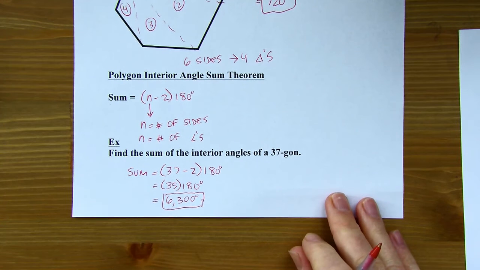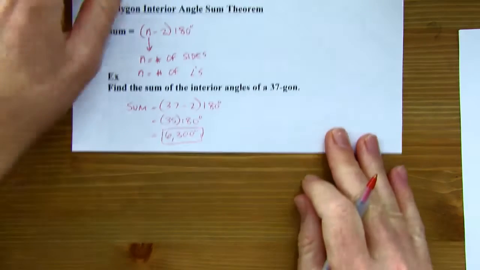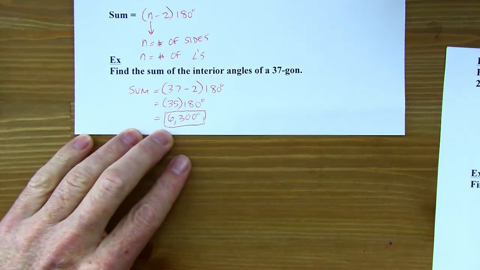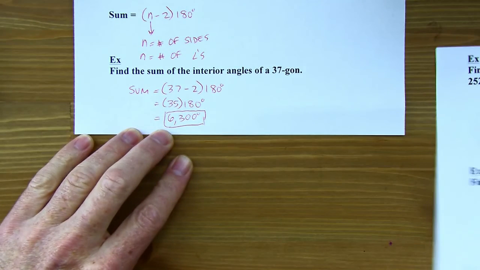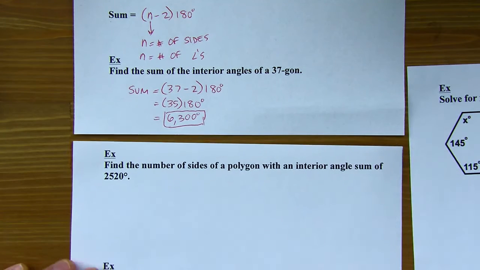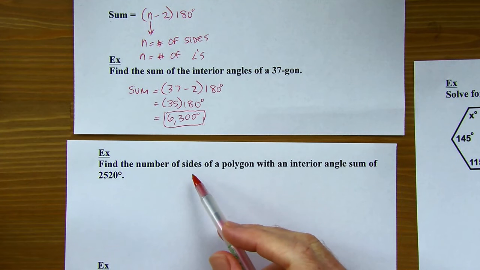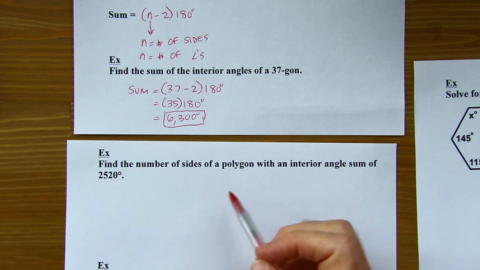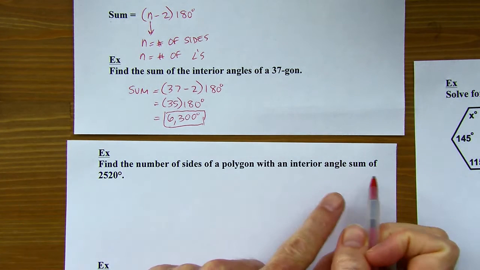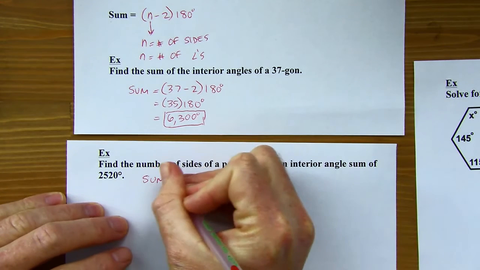Okay. All right, let's try another problem. Next page. This one says find the number of sides of a polygon. Okay, so it means I'm going to be trying to find the n, right? N is the number of sides. And this time it tells me what the sum is. So let's get the formula out again. We're going to use the same formula.